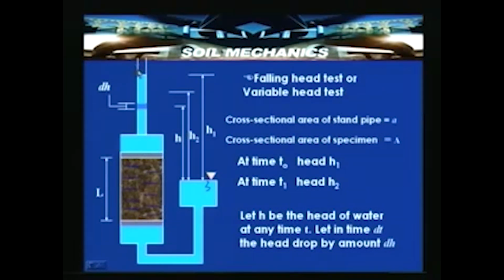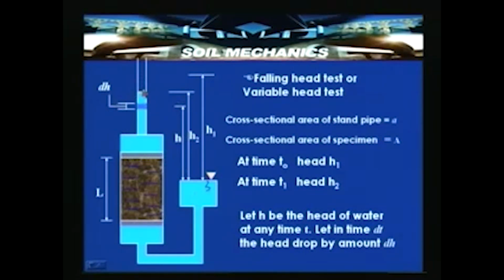It is connected with a standpipe having a cross sectional area a, and its bottom portion is connected with a stem, as shown here. The cross sectional area of the standpipe connected to this arrangement is a, having a small diameter d, and A is the cross sectional area of the soil through which the flow is occurring. Now, let us assume that at time t equal to 0, the head is H1, and at time t1 the head is H2.